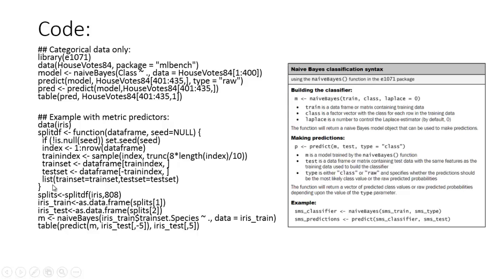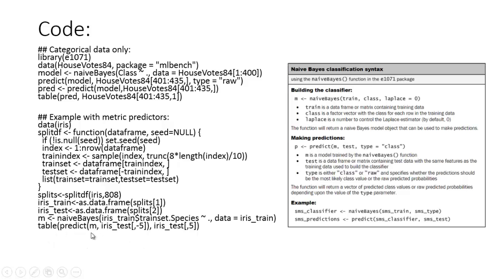Then I have returned these two data frames in the form of a list, so that I can return two outputs at the same time. And then, because this returns a list, I have converted these two, splits 1 and splits 2, into data frames, and then assigned them to iris train and iris test. Then I have used the naive Bayes classifier. This is a simple syntax. You can clearly read from this block how to approach the naive Bayes prediction.